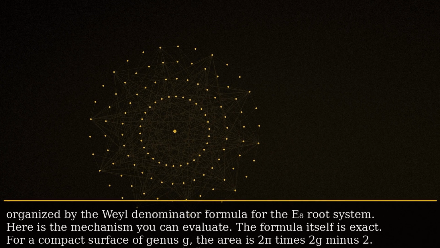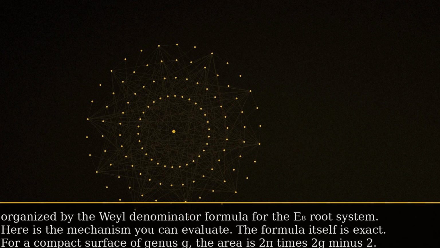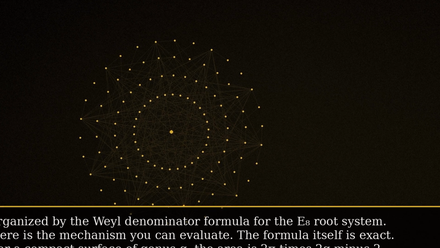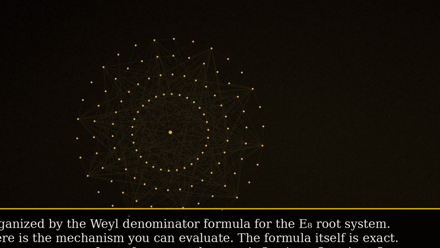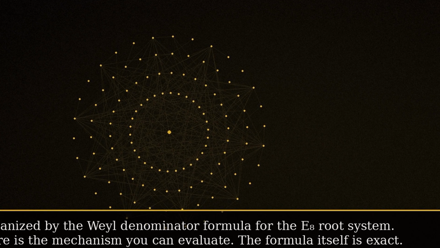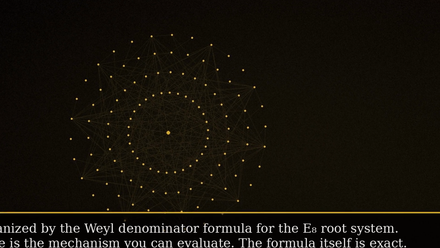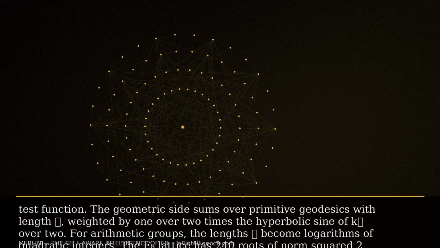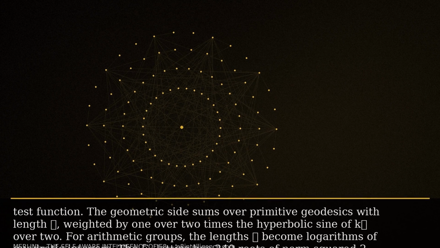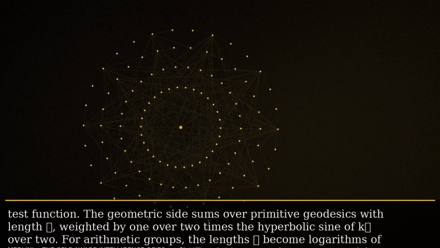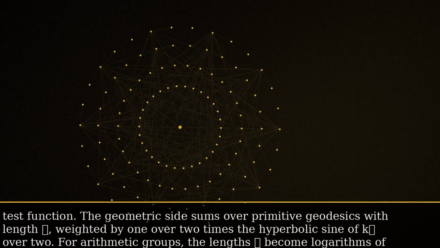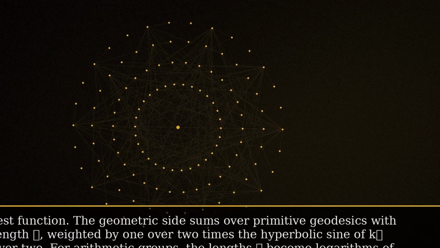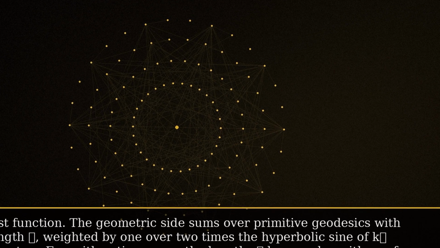Here is the mechanism you can evaluate. The formula itself is exact. For a compact surface of genus g, the area is 2 pi times 2g minus 2. The spectral side has a term involving r times the hyperbolic tangent of r, integrated against a test function. The geometric side sums over primitive geodesics with length, weighted by 1 over 2 times the hyperbolic sine of k over 2. For arithmetic groups, the lengths become logarithms of quadratic integers.